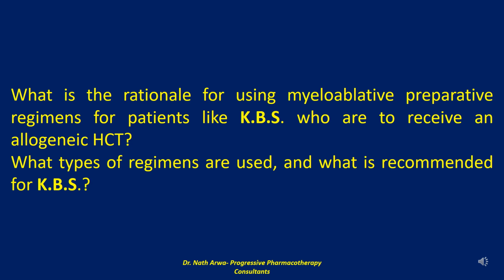In the case of a mismatched allogeneic hematopoietic cell transplantation with an increased chance of graft rejection, antithymocyte globulin, abbreviated as ATG, may also be added to the preparative regimen to further immunosuppress the recipient. Based on these data, the cyclophosphamide total body irradiation preparative regimen is preferred for KBS, because he has acute myeloid leukemia with poor cytogenetics and has a matched sibling available.